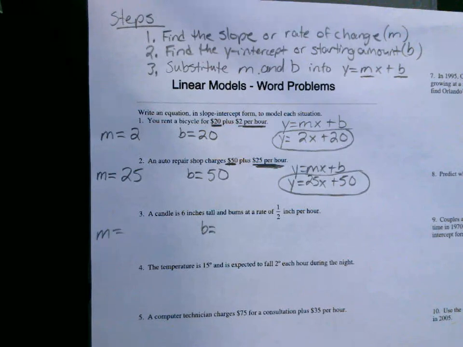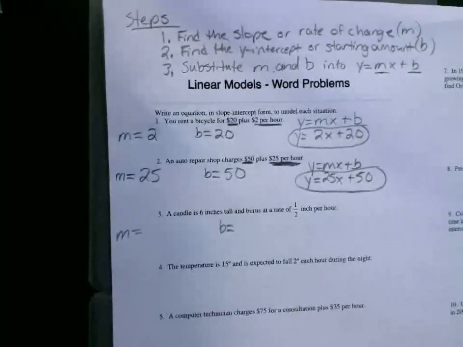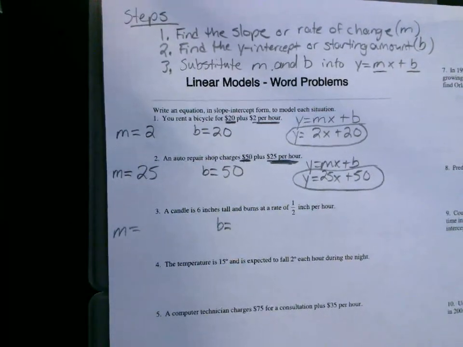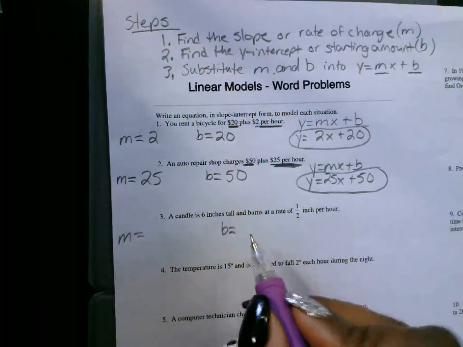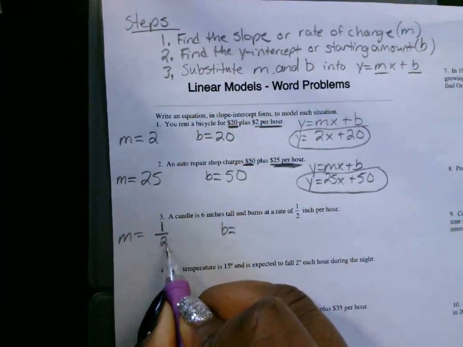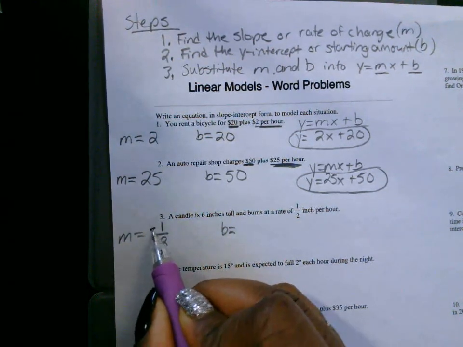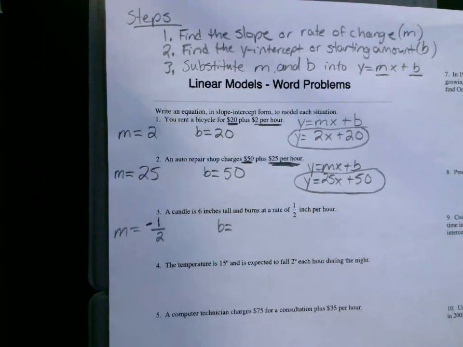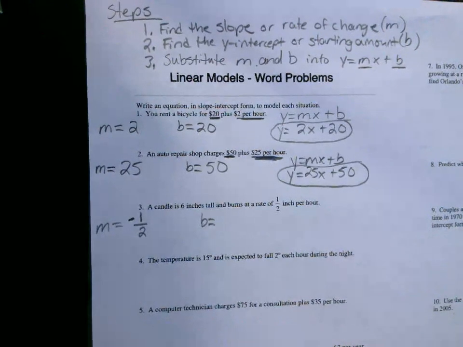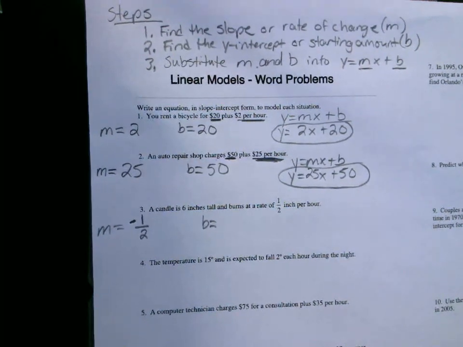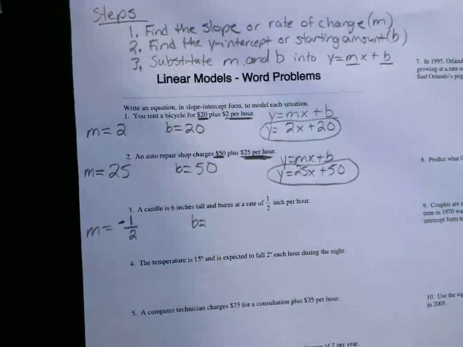All right, let's look at it. What's my M? What's my rate of change going to be, Braylon? What's the rate of change, baby? Not the X. It's the number that goes in front of the X. It's 1/2. Is it positive or negative? It is negative. Why is it negative? Yes, because it says it burns. It burns. That means it's decreasing in height. Okay? So that's why. All right.